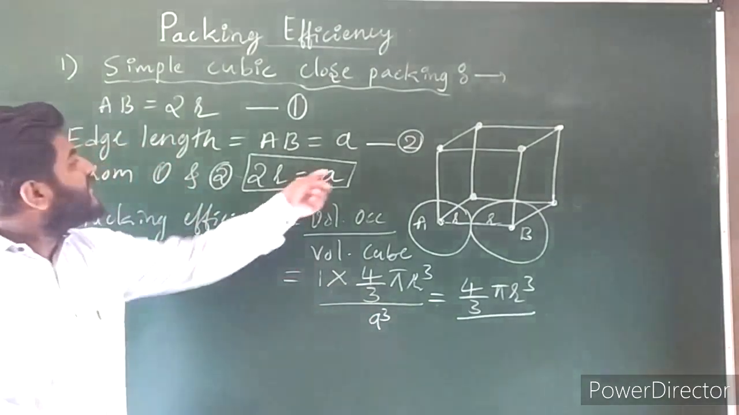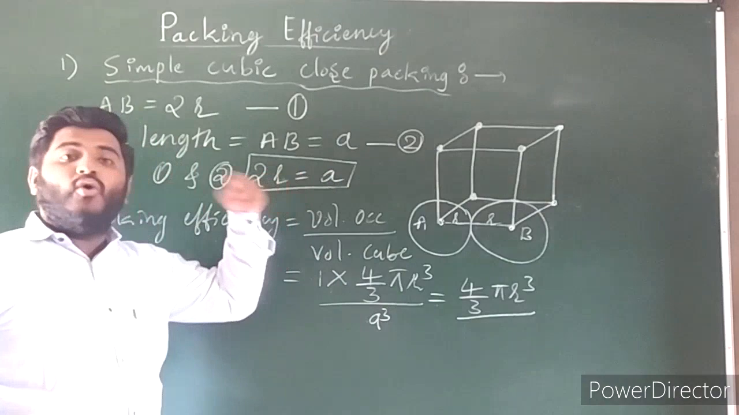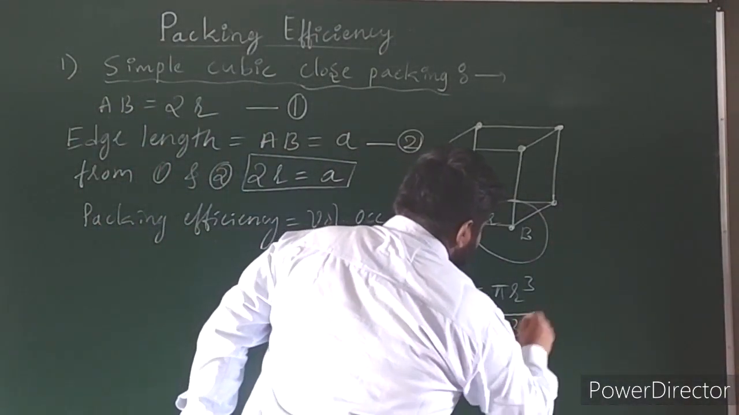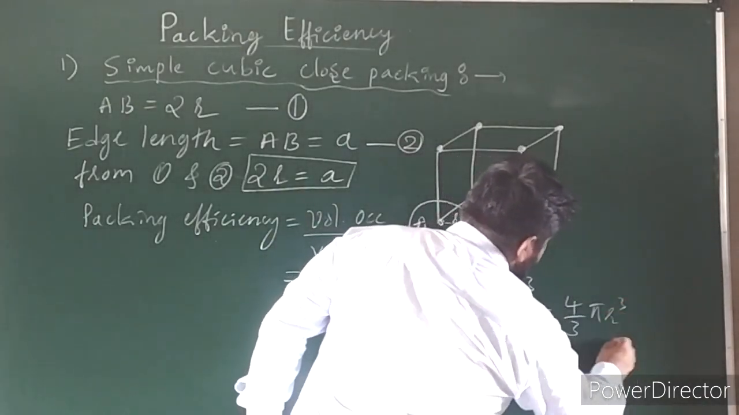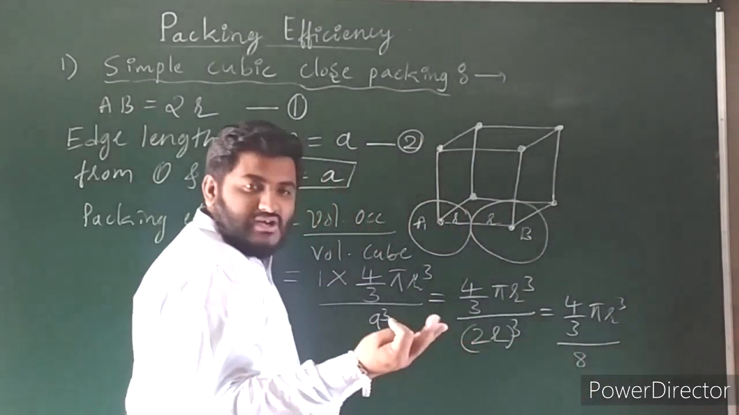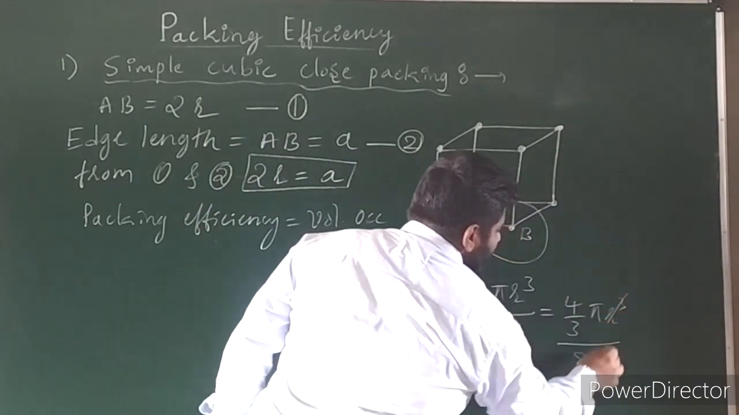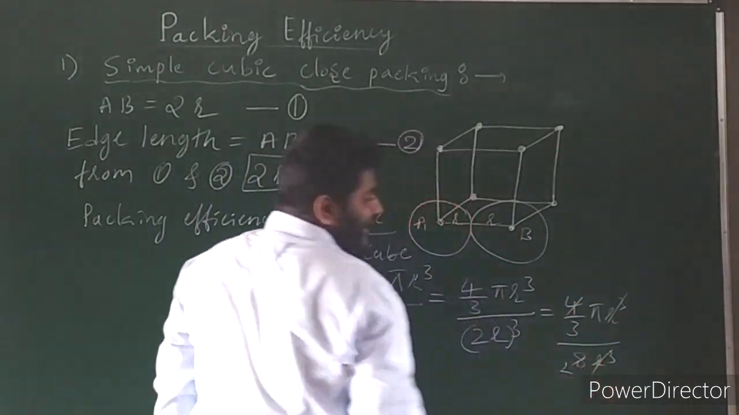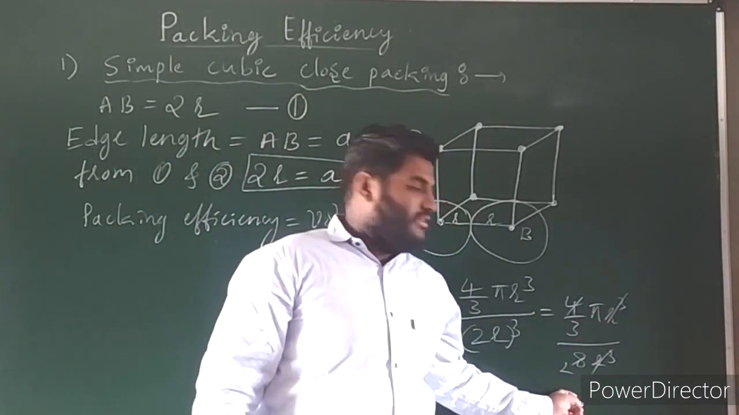What is a here? See here, guys. a is 2R. a cube means 2R whole cube we have to write. So that is 4 by 3 pi r cube divided by 2 cube, which means 8. 2 2s are 4, 4 2s are 8. r cube means r cube, so this r cube gets cancelled. The 4 and 8: 4 1s are 4, 4 2s are 8, they get cancelled. So what are we left with? Pi by 6.